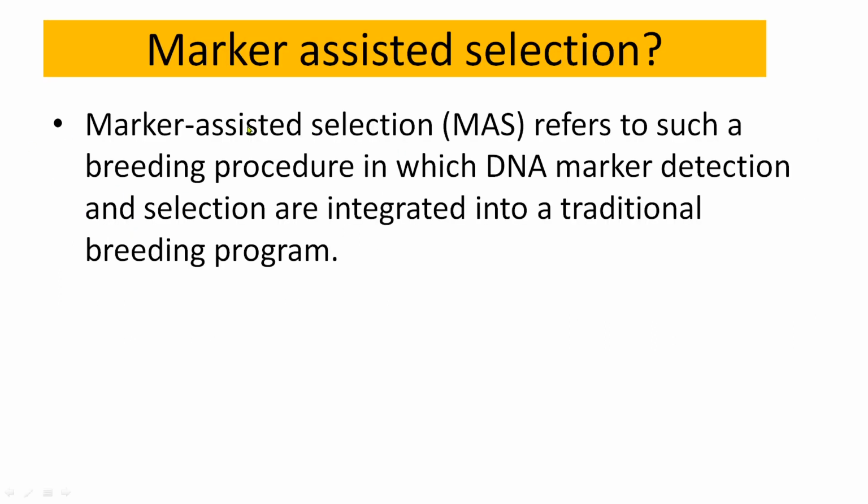The next one is marker-assisted selection. What is marker-assisted selection? It refers to a breeding procedure in which DNA marker detection and selection are integrated into a traditional breeding program. So it is an upgradation, a biological tool which uses DNA markers in assisting the selection of individuals yielded by crossing two different individuals, up to several generations.